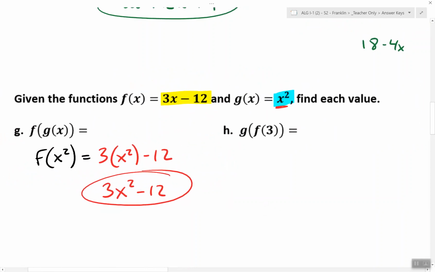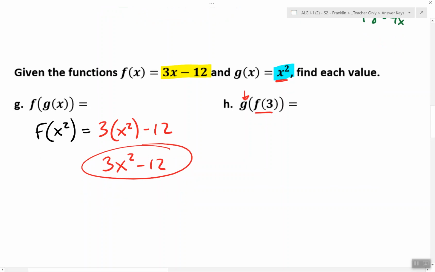So we have g of f of 3. So this time we're using the g function, but the entire input is f of 3. So we're going to use the f of x function, evaluated at 3, and then plug that into the g function. So let's find what f of 3 is. And I'm going to do this down here to save space for the actual problem. So this is 3x minus 12, but instead of x, I put a 3. 3 times 3 is 9. And 9 minus 12 is negative 3. So I know that f of 3 equals negative 3.